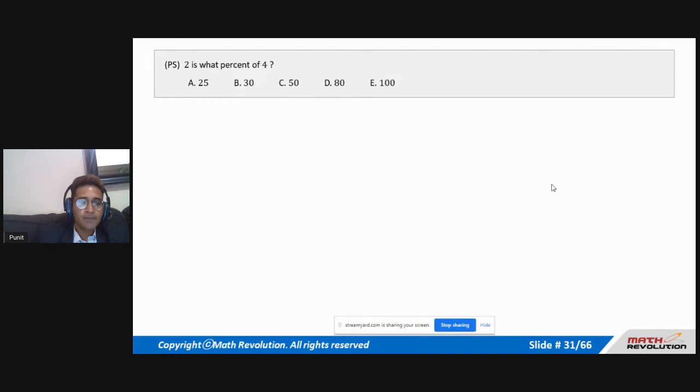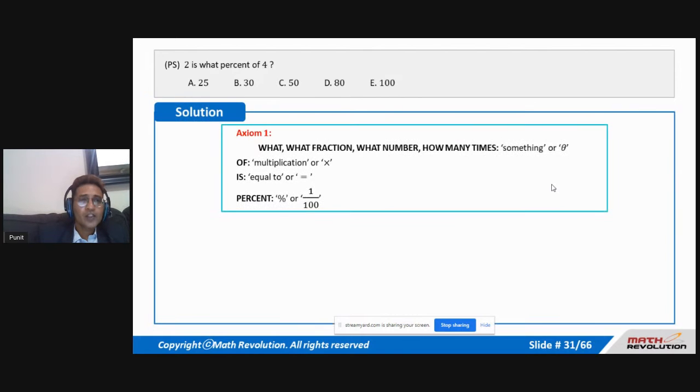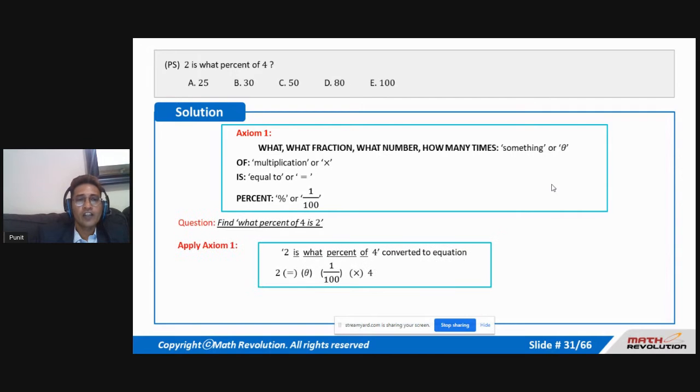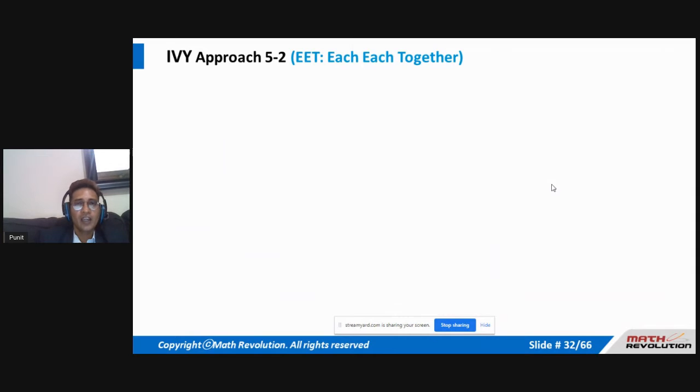Okay, going ahead with this, it's axiom 1 based. 2 is what percent of 4? So we need to find 2 is what percent. So 2 equals theta over 100 times 4. That becomes 50. So the reason behind putting this particular question was just to tell you that never ever say that the question was easy and I was able to manage it. No, you know it, and this is why the question became easy. So in other words, none of the questions would be difficult for you. So just be focused, don't rush. It's not that difficult to crack the quant.